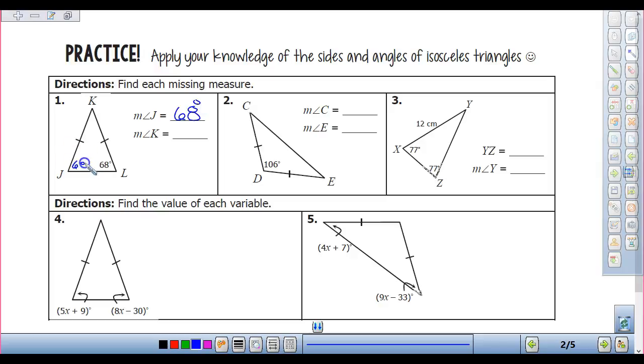Okay, so if this is 68 and this is 68, K would be who? 46. Okay, so we're going to have 180 minus 68.